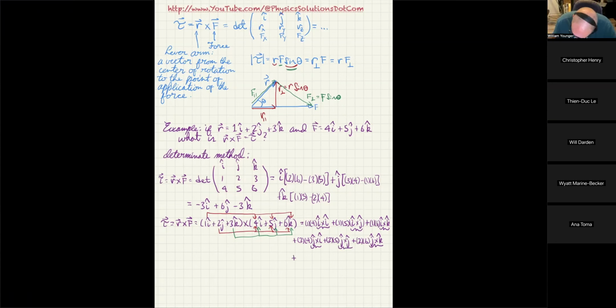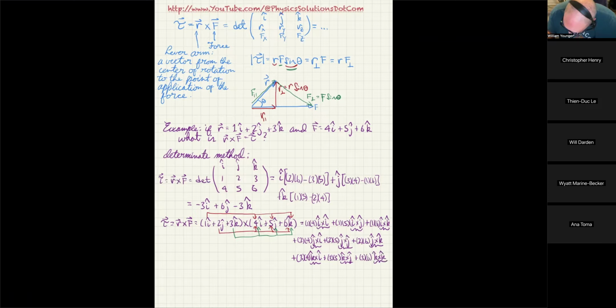And then finally, I've got to do the third one, which is 3 k hat times 4 i hat. So that's 3 times 4 k hat cross i hat. And then 3 k hat cross 5 j hat. That's going to be 3 times 5, and then that's k hat cross j hat. And finally, the last one is 3 k hat times 6 k hat. So that's going to be 3 times 6 times k hat cross k hat.